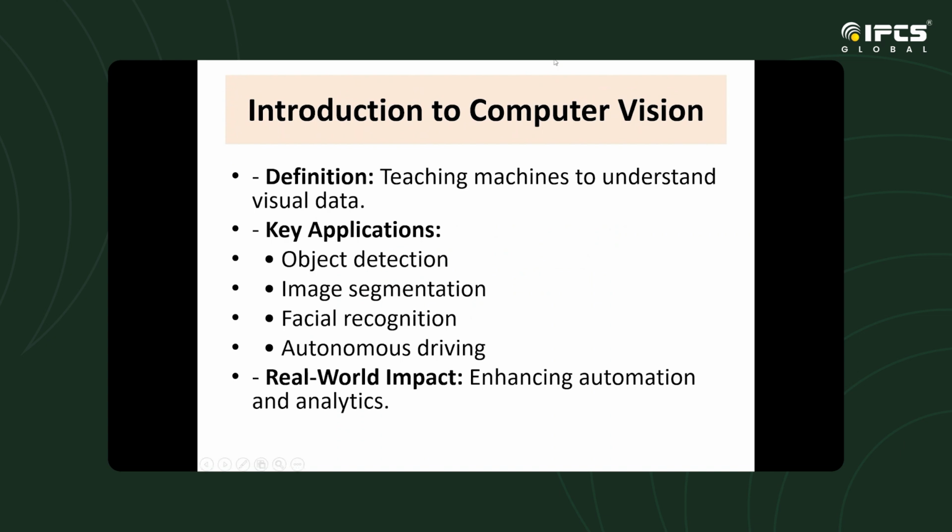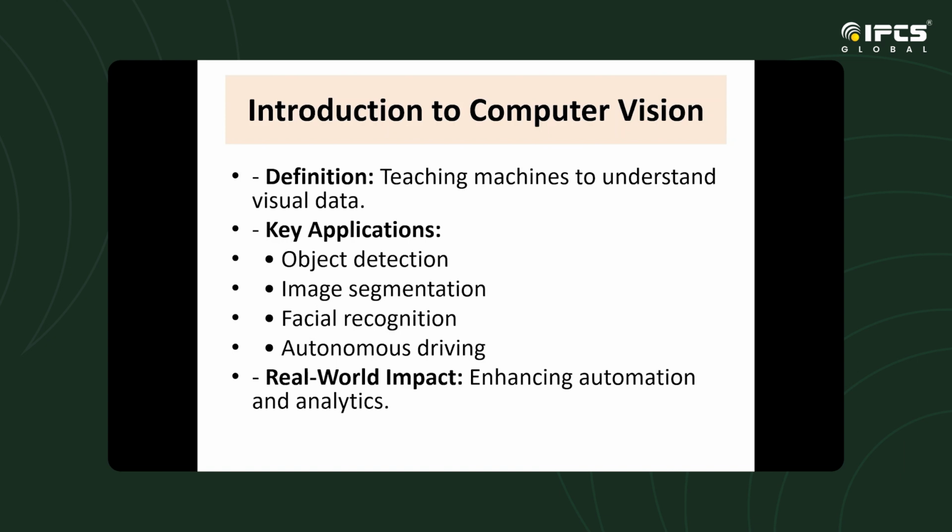Firstly, we will cover a quick introduction to computer vision. Computer vision is a field of artificial intelligence focused on teaching machines to interpret and understand visual information from the world, much like humans do. The goal is to enable machines to process, analyze, and make decisions based on image, video, or visual input.